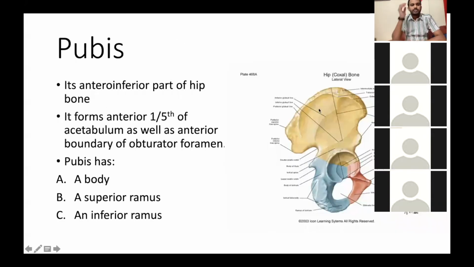So the pubis, if you see on the hip bone, yesterday we discussed this part. This is the ilium and this is the pubis. Can you see this part? This is the pubis. The pubis of the two hip bones will join together to form a secondary cartilaginous joint, which is called what? Pubic symphysis. Very good.